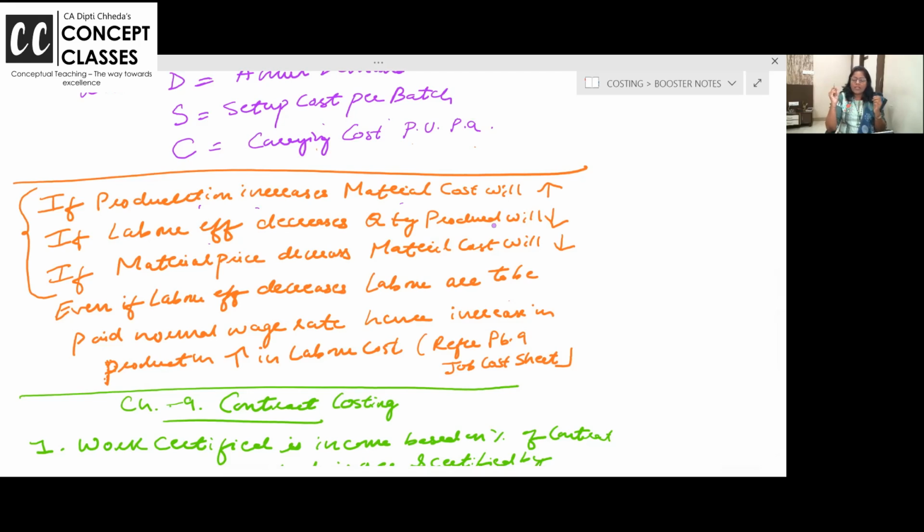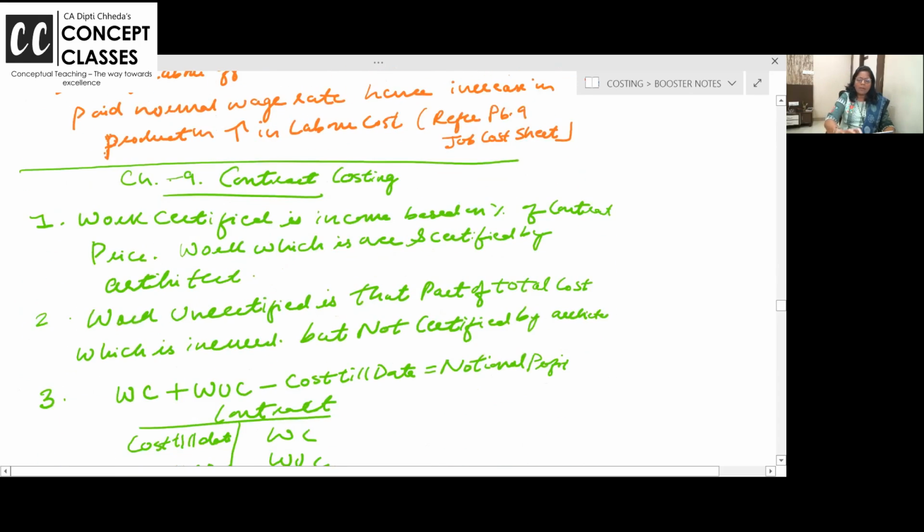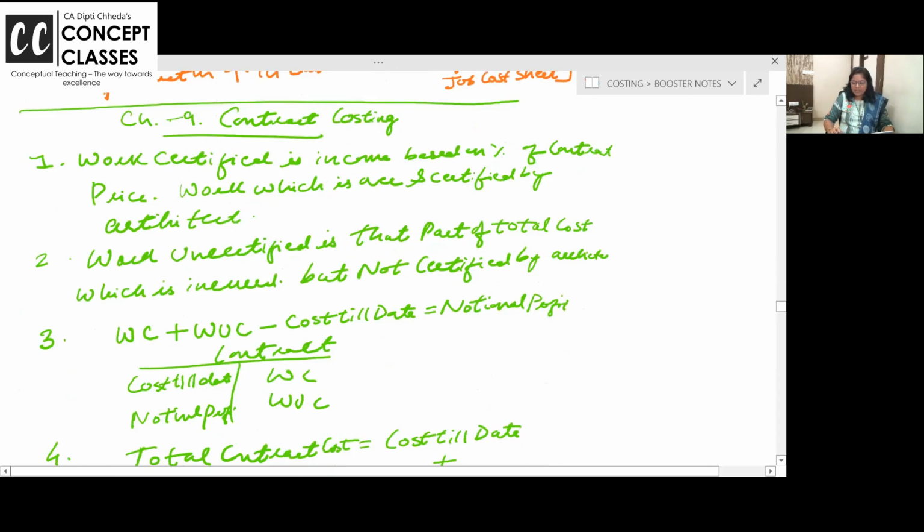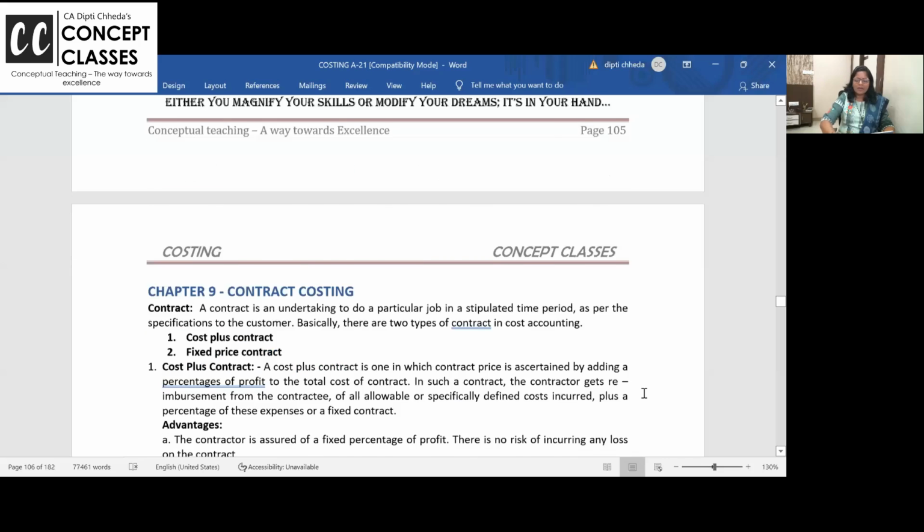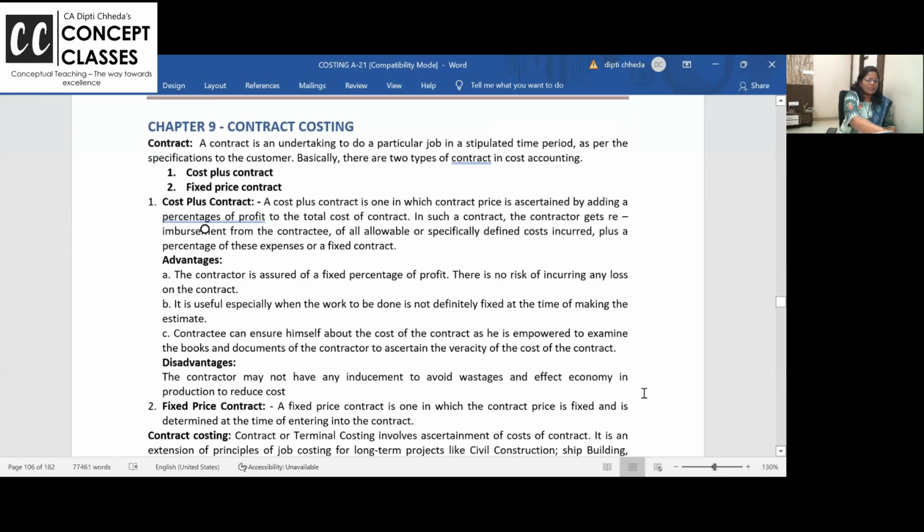Now, even if the labor efficiency decreases, you have to pay them at the normal wage rate. Generally, they produce 10 units, but even if they produce 8 units, if the labor are to be paid per hour, you will have to pay them all the same, right? So that's all for job and batch costing. Starting now with contract costing. Nice booster notes are also there. I'll take an escalation problem, but first let us check the format from your material.